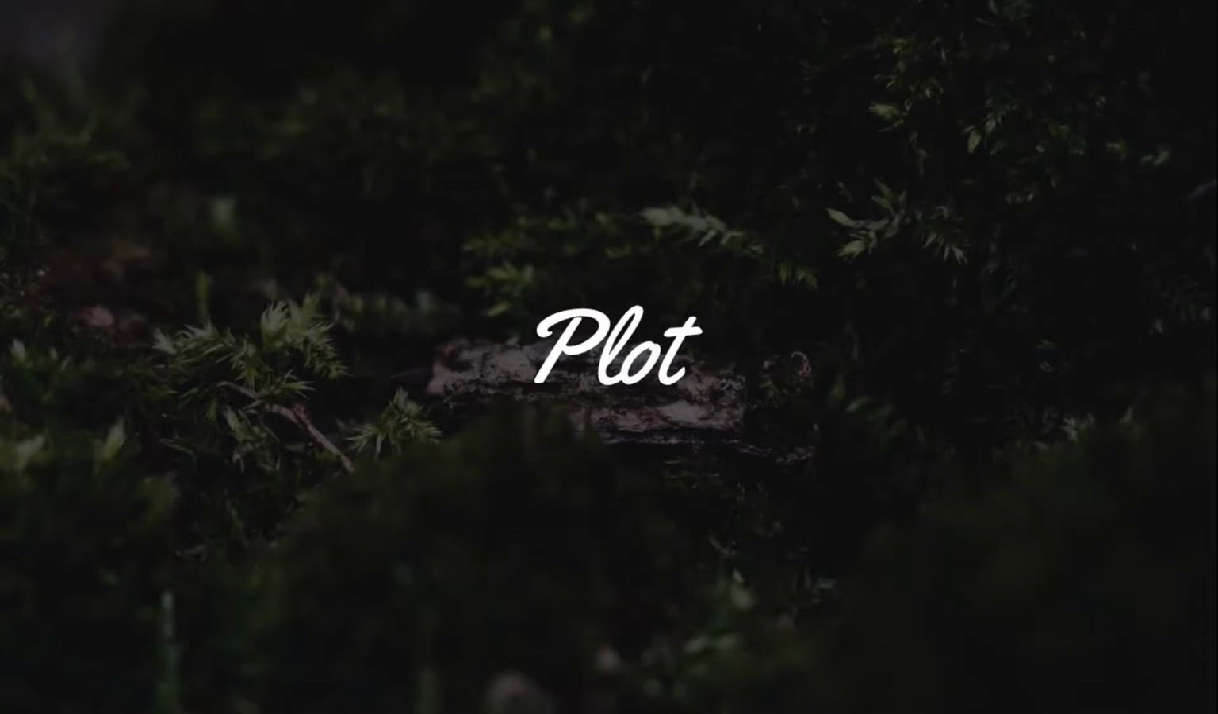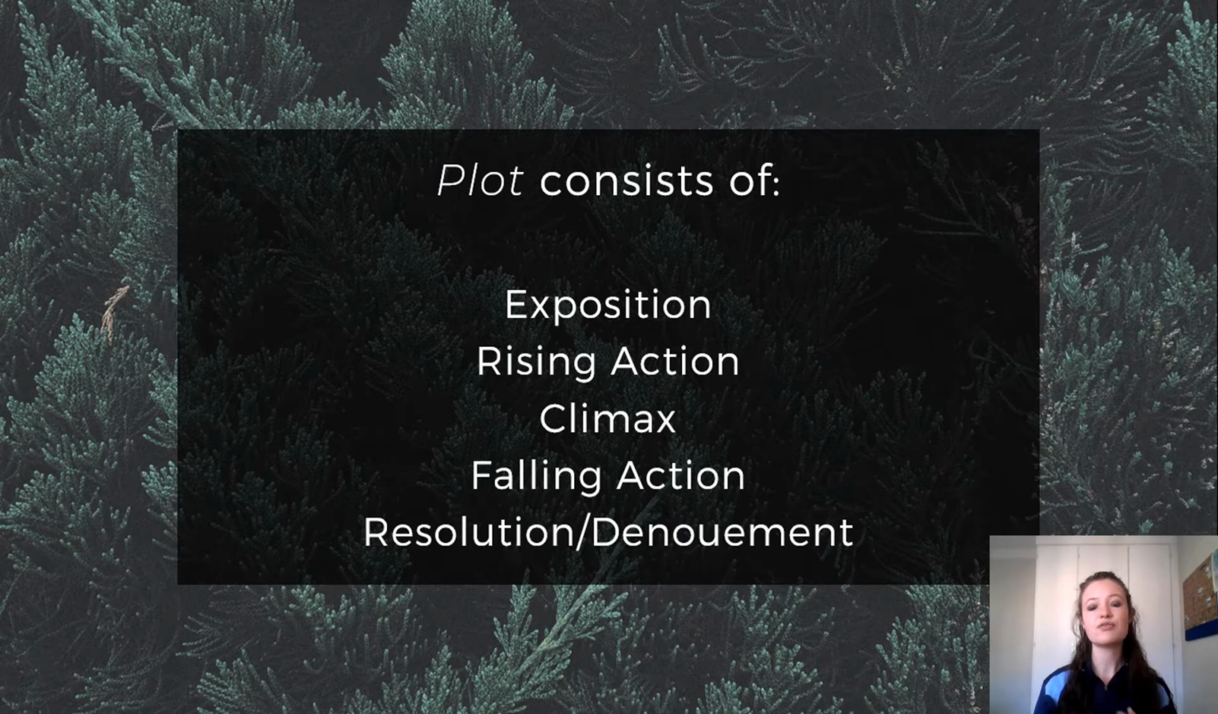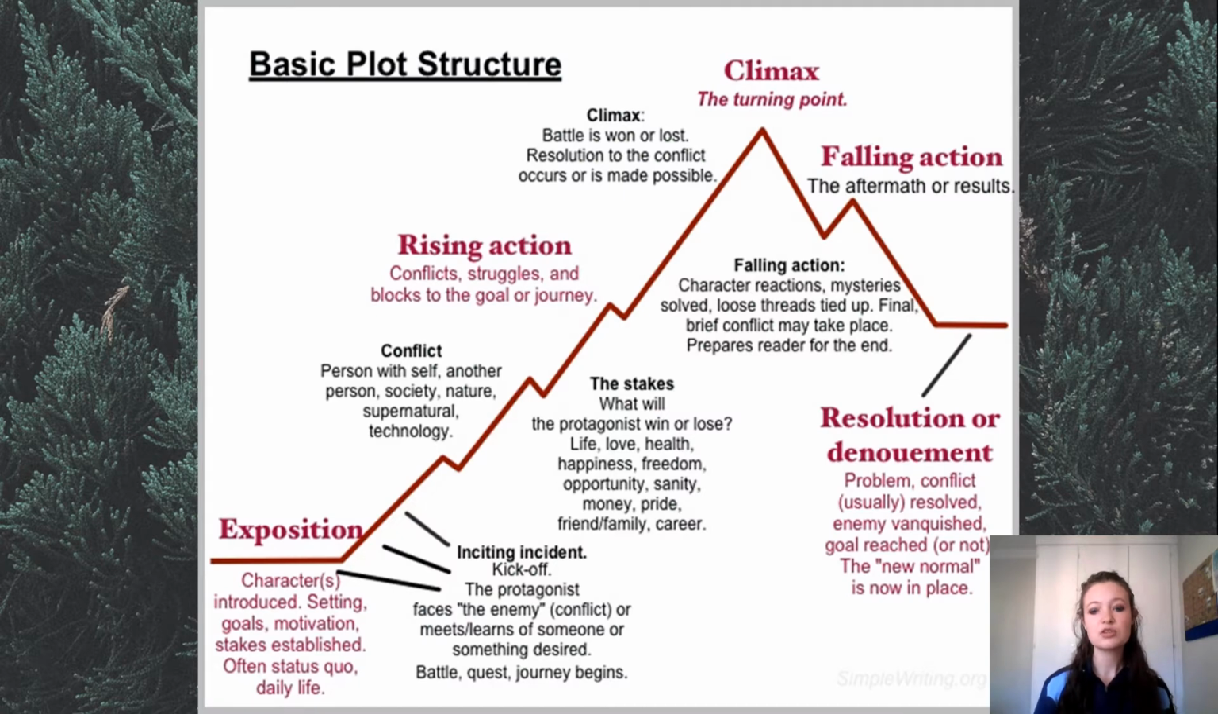Macbeth, the plot. It consists of 5 key things, that being the exposition, rising action, the climax, the falling action, the resolution and denouement. So this is your basic plot structure. This is the plot structure you will apply to all types of literature, plays, novels, short stories.